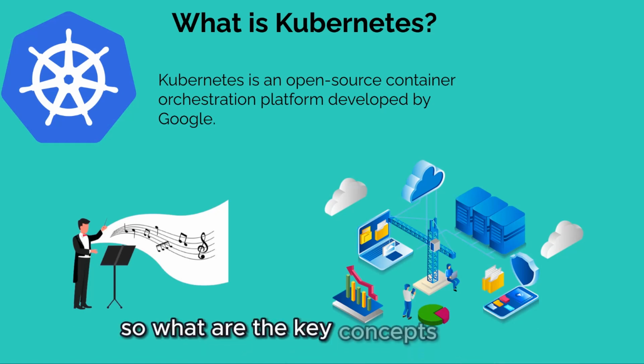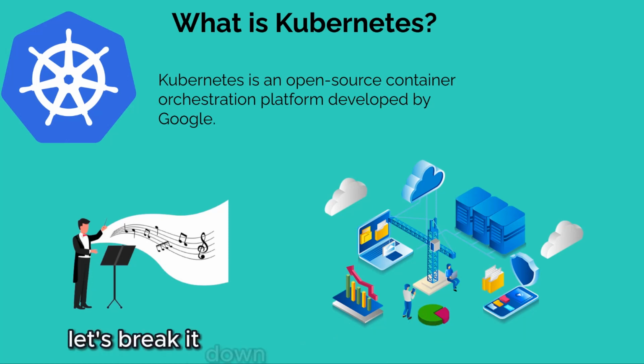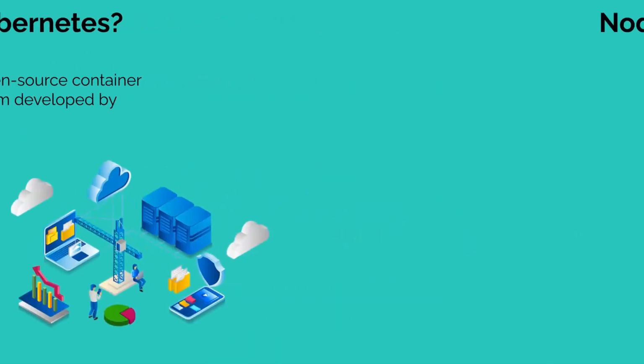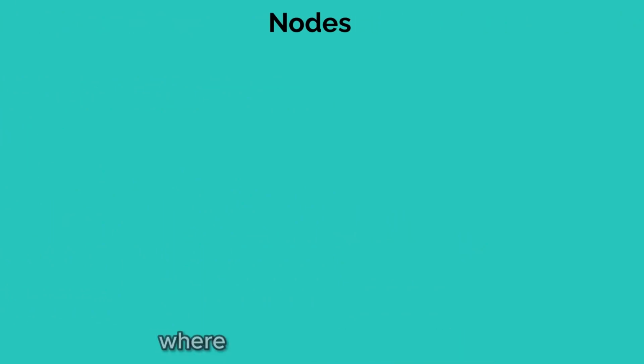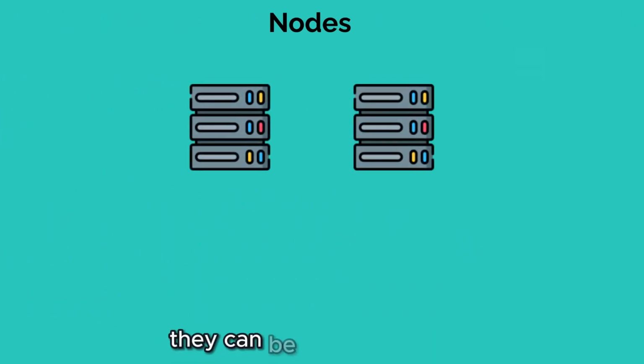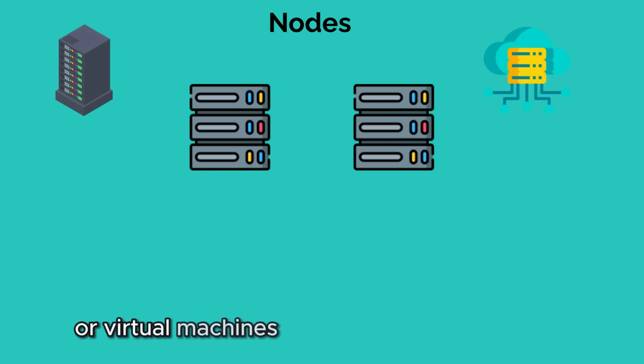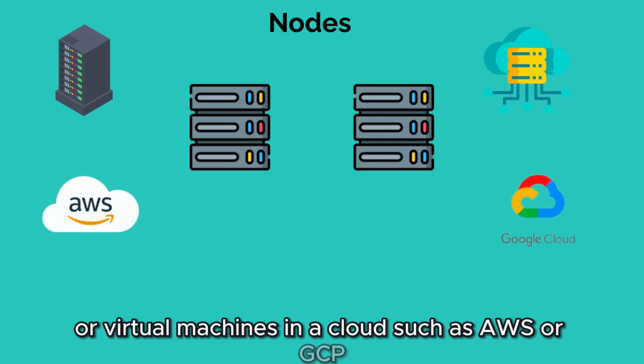So what are the key concepts behind Kubernetes? Let's break it down into a few main components. First up, we have nodes. These are the worker machines where your containers can run. They can be physical servers or virtual machines in a cloud such as AWS or GCP.